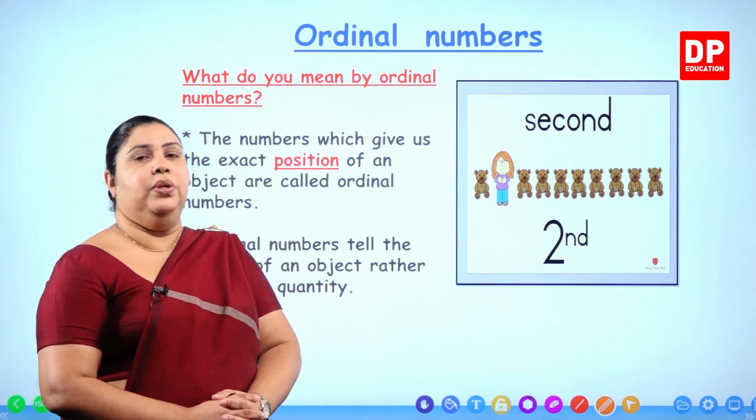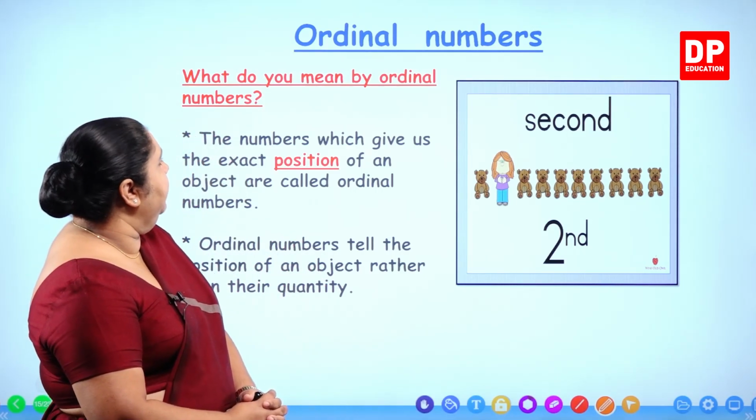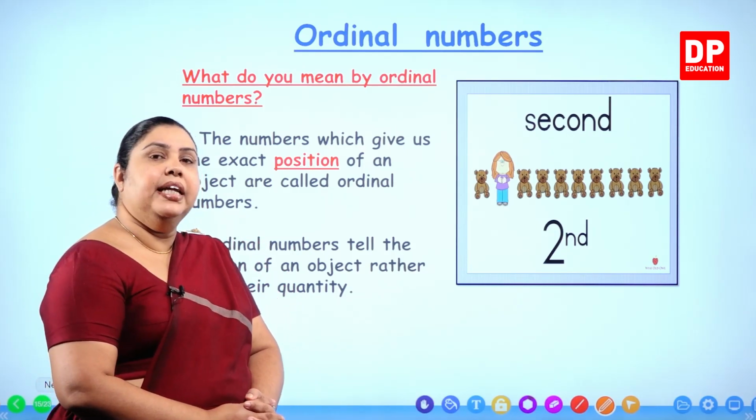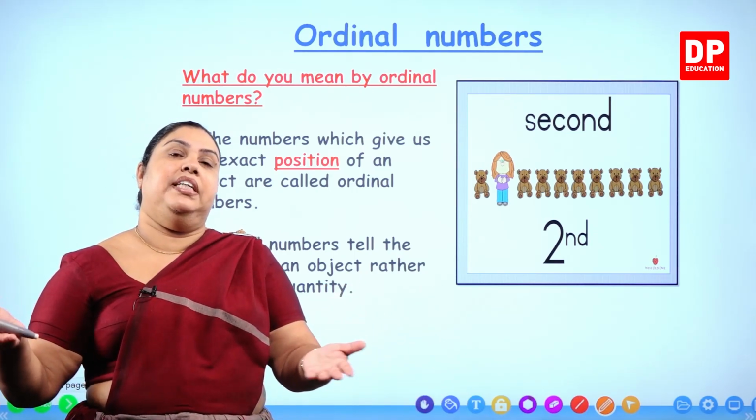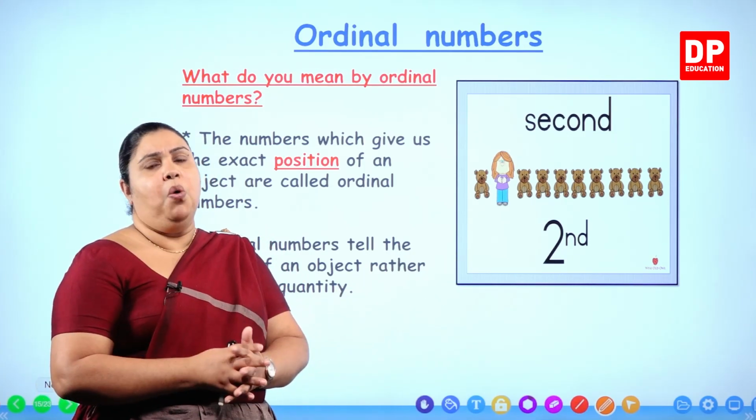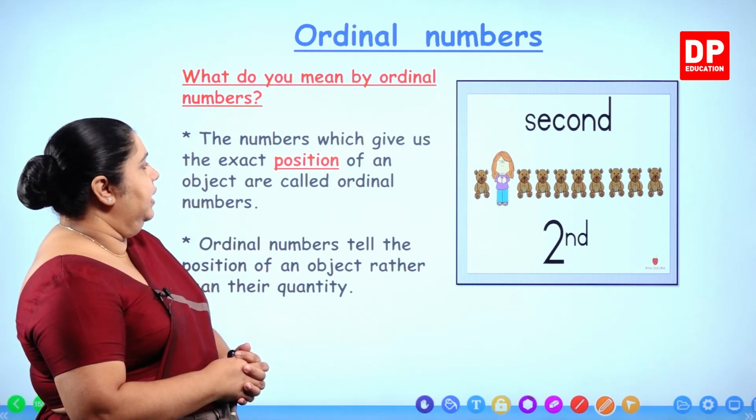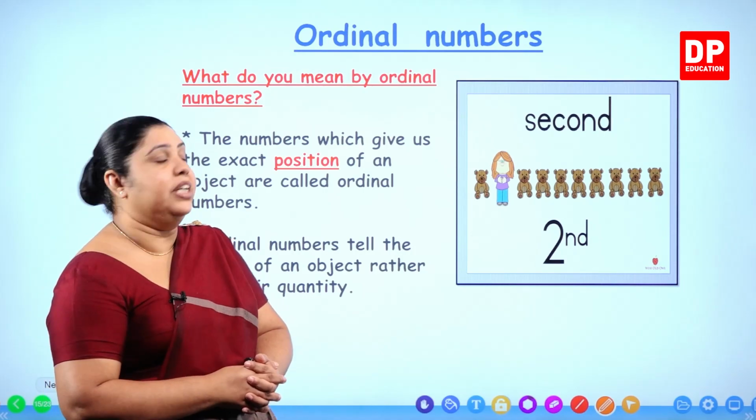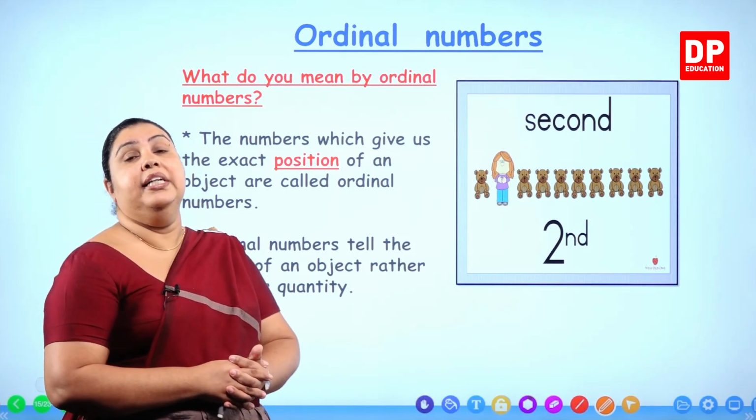Ordinal numbers. ඔන්න අලුත් දෙයක් ටීචර් පුතාලට උගන්වන්න යනවා. What do you mean by ordinal numbers? ඔන්න දැන් අපි numbers කියලා කිව්වහම මගේ දුවලා පුතාලා දන්න numbers තමයි 1, 2, 3, 4, 5, 6, 7, 8, 9, 10, 11, 12 එහෙම. නේද පුතේ? මොනවද මේ ordinal numbers කියලා කියන්නේ අපි? The numbers which give us the exact position of an object are called ordinal numbers.